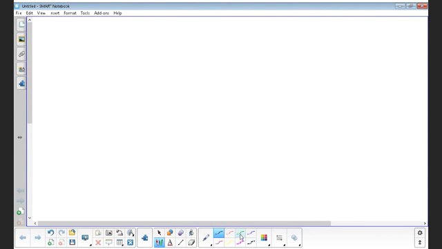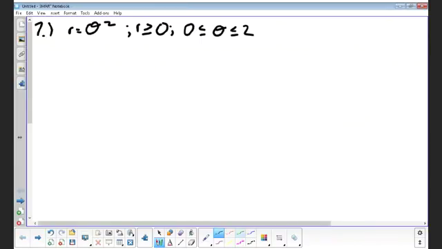So, last bit here. Let's find the arc length of the curve r is equal to theta squared, for r is greater than or equal to 0, on the interval 0 is less than or equal to theta is less than or equal to 2 pi.